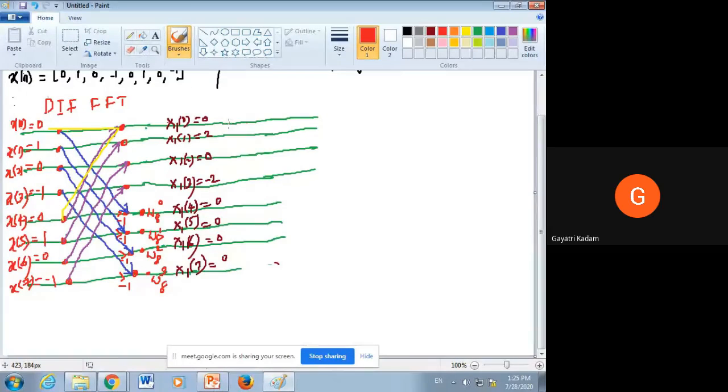Okay. Yes. You are doing 2 grouping. Please complete the diagram. Then we will move ahead. Complete the diagram yourself.